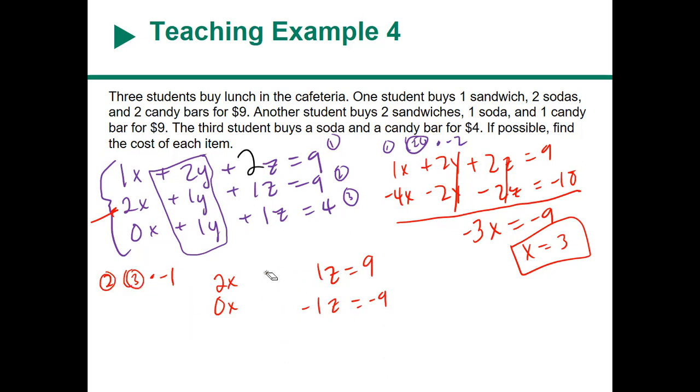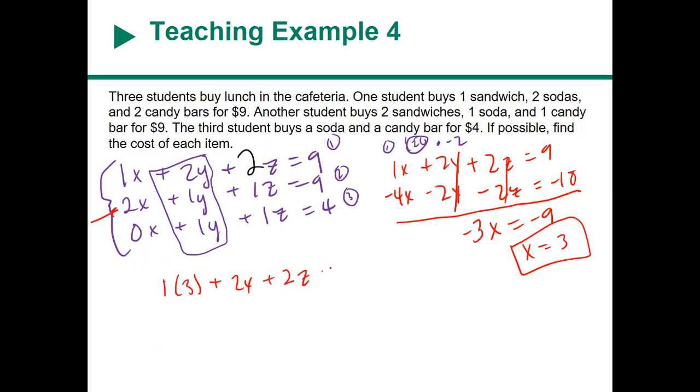Erase, erase. Reverse, reverse. We're going to go ahead and plug in the fact that we know x. Just pretend you heard nothing I just said. So we're going to plug in the value of x into the first two equations and just solve from there. We know that x is 3. So 1 times 3 plus 2y plus 2z equals 9. Then the next one, we have 2 times 3 plus 1y plus 1z also equals 9.